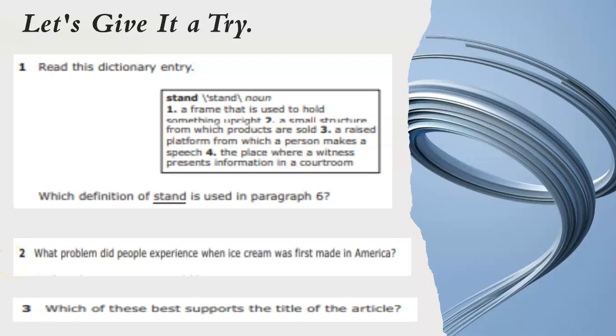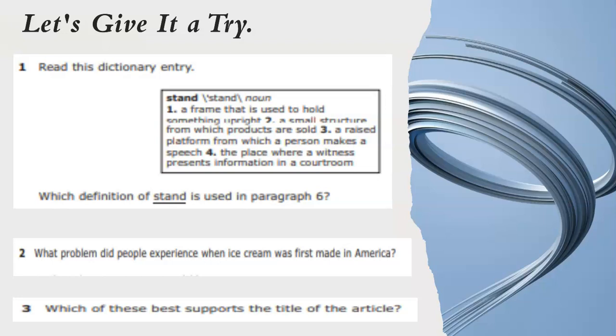And so let's read the first one. The first one is, read this dictionary entry. The word stand is a noun. Number one, a frame that is used to hold something upright. Definition two, a small structure from which products are sold. Three, a raised platform from which a person makes a speech. Four, the place where a witness presents information in a courtroom. Which definition of stand is used in paragraph six?